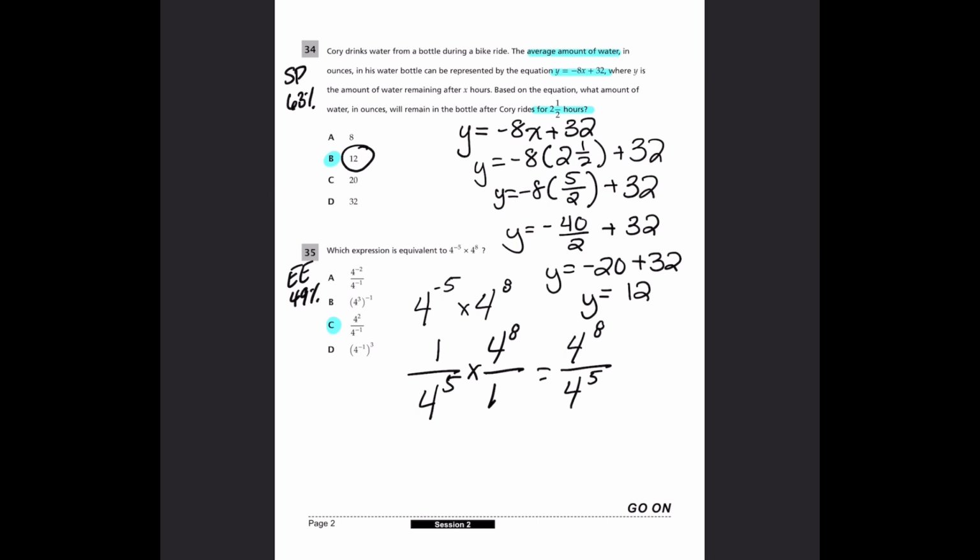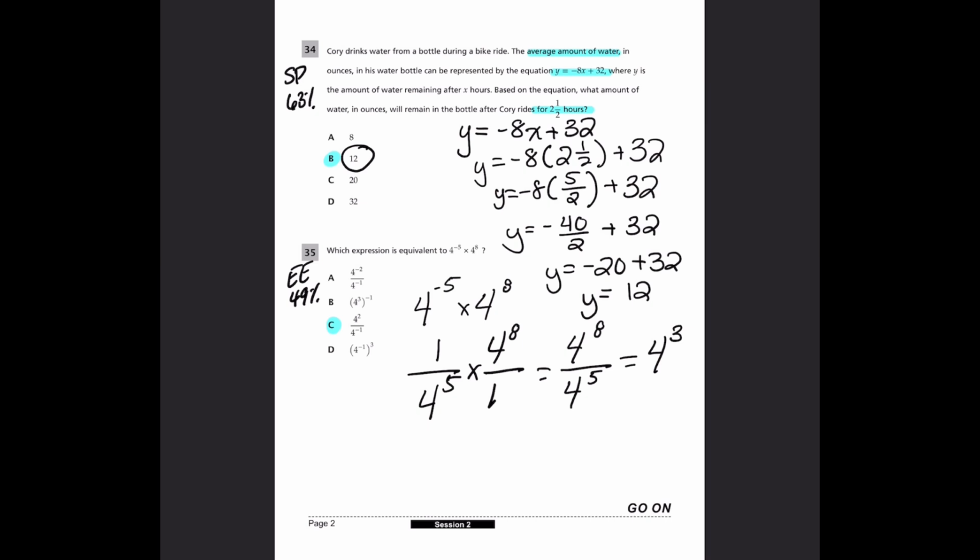Like, you know, things are going to cancel out, and this is going to leave me with 4 to the 3rd. So this is going to be the value, and I'm going to look which one of these has the same value as 4 to the 3rd. That's the goal of these. So you have to actually use your different rules. And each one of these is a different exponent rule.